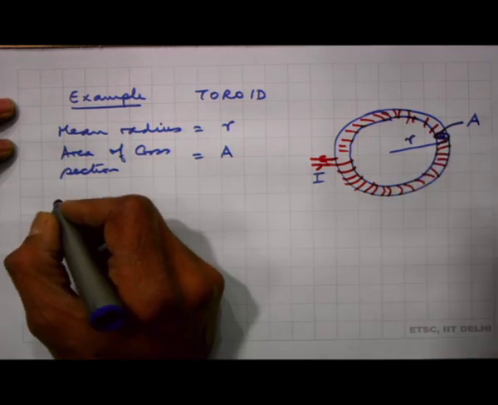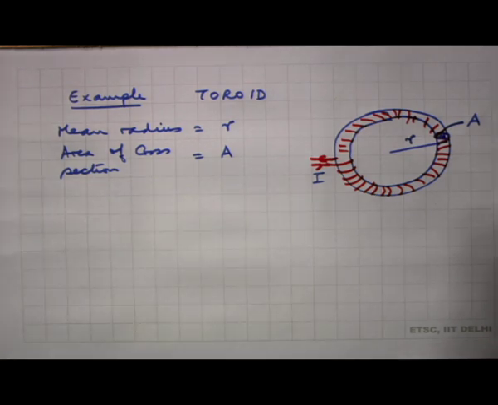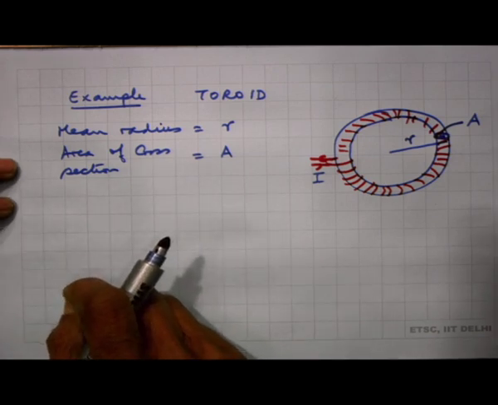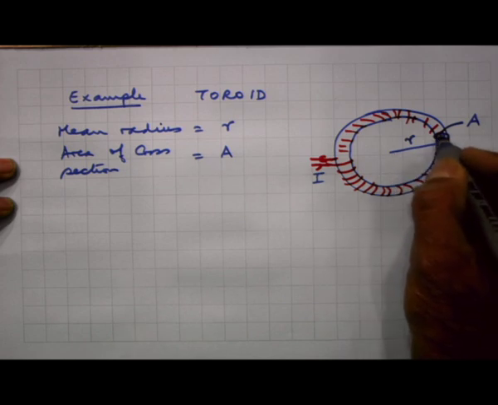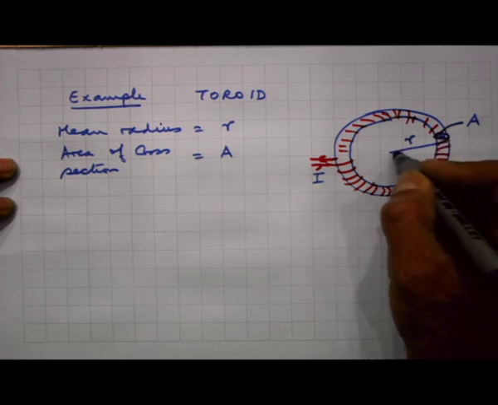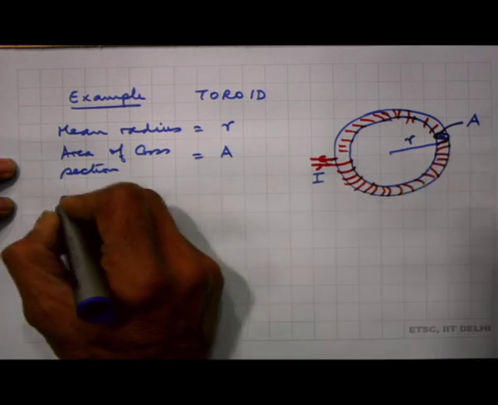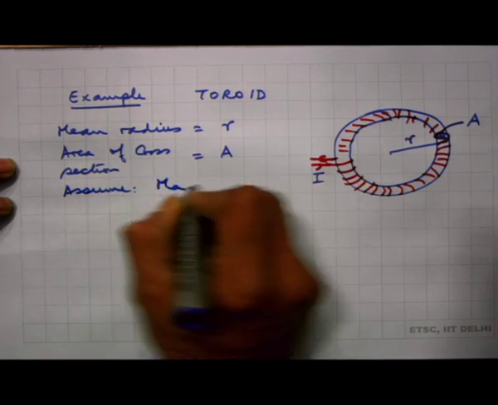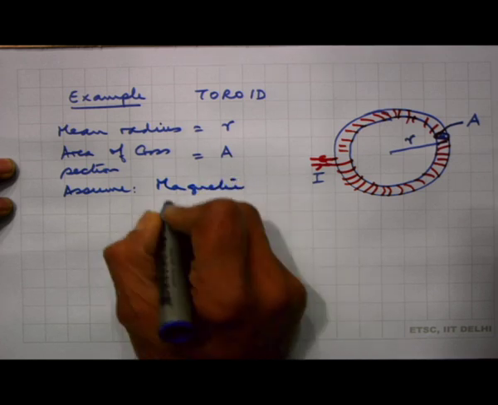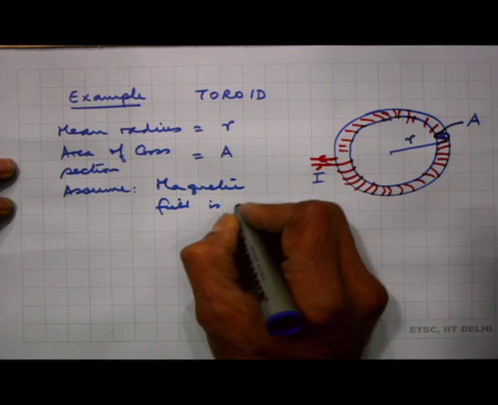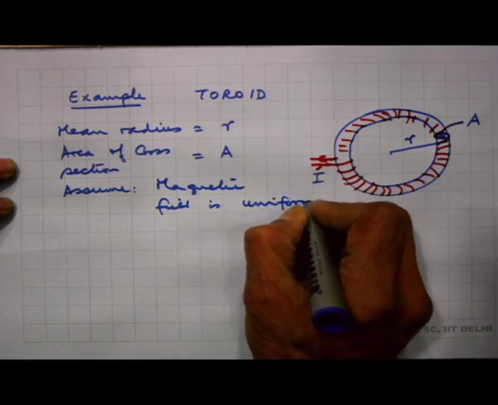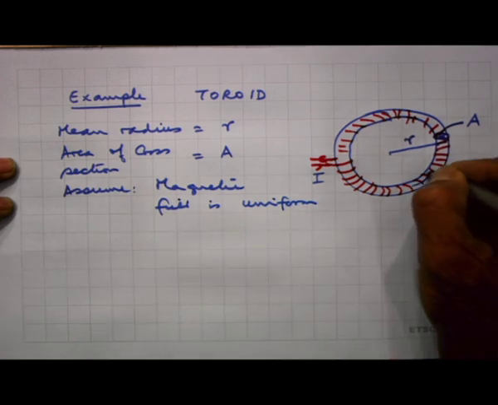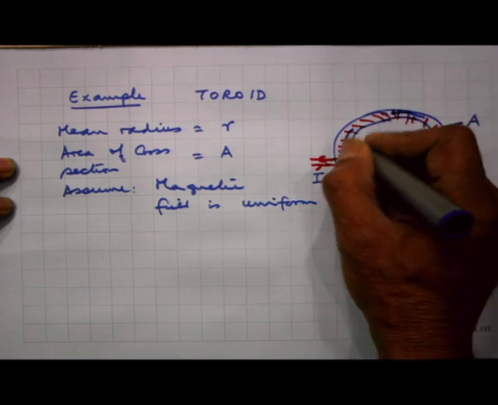Now, to calculate the inductance, I must know the flux. To calculate the flux, I must know the magnetic field. If the dimension of the cross section of the toroid is small compared to the average diameter, I can assume that the magnetic field is uniform within the toroid, and by symmetry, as we had discussed before, the magnetic field must be in this direction.